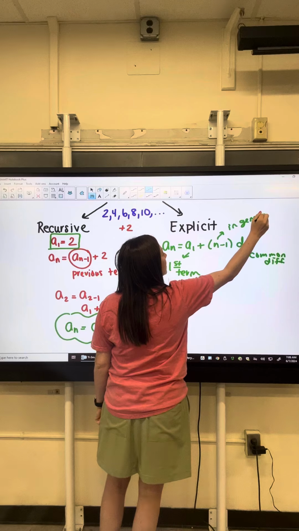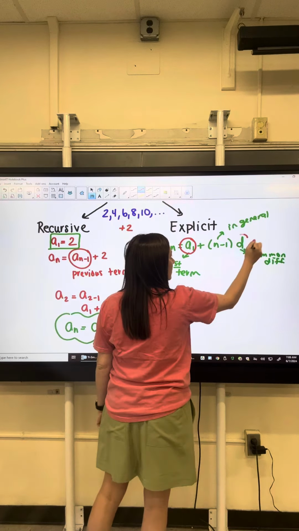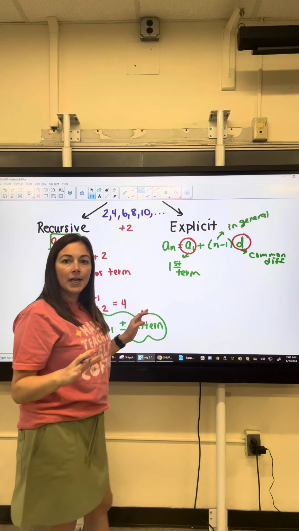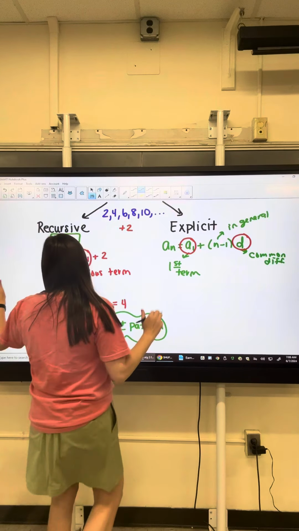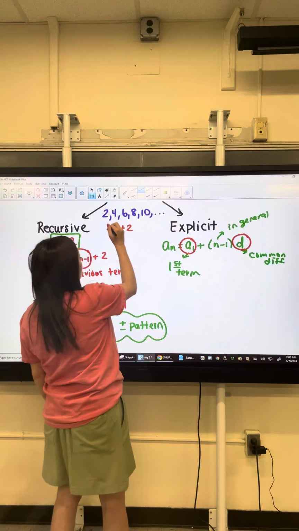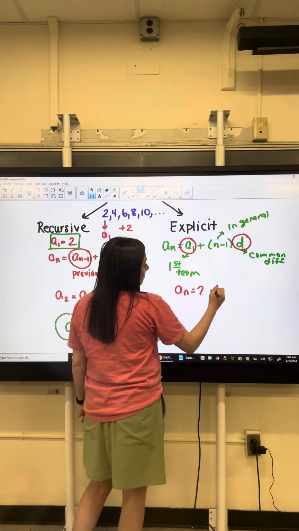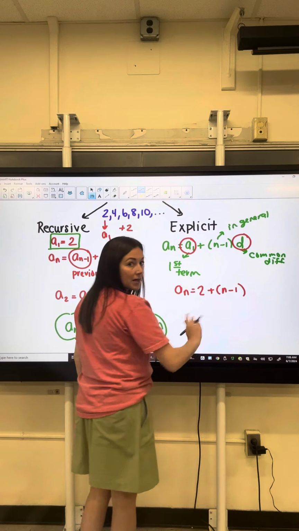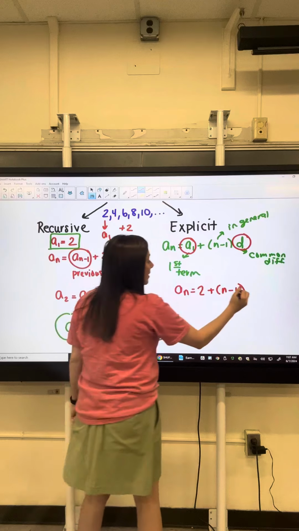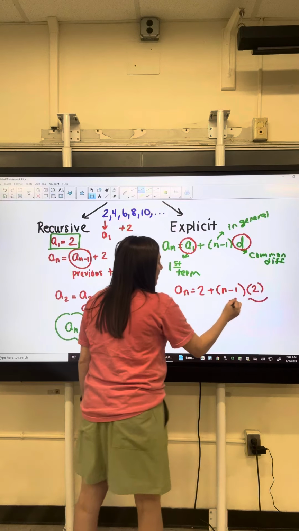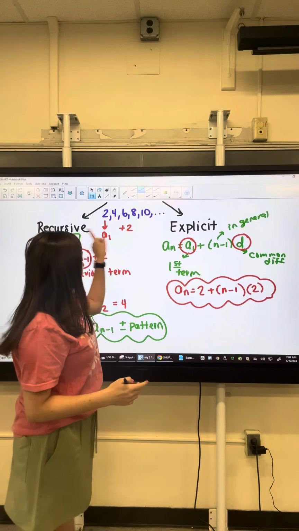So for explicit, you're only plugging in the following two things that I've circled in red when you're creating an explicit formula. Everything else, you do not touch, okay? So look, the first term is 2, a sub 1 is 2, plus, I just said you don't touch the n minus 1 ever, and then you're gonna replace d with the common difference, the pattern. And this is the explicit formula for an arithmetic sequence, specifically this one.